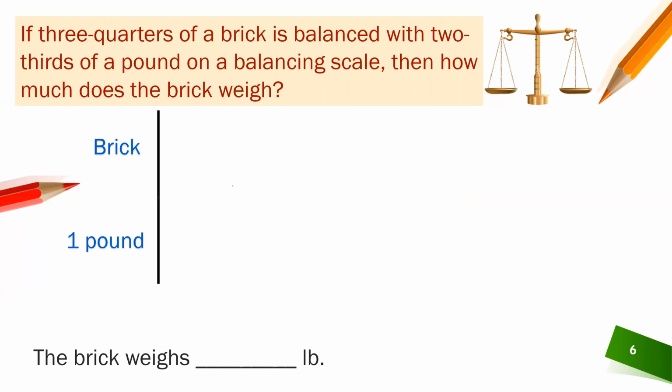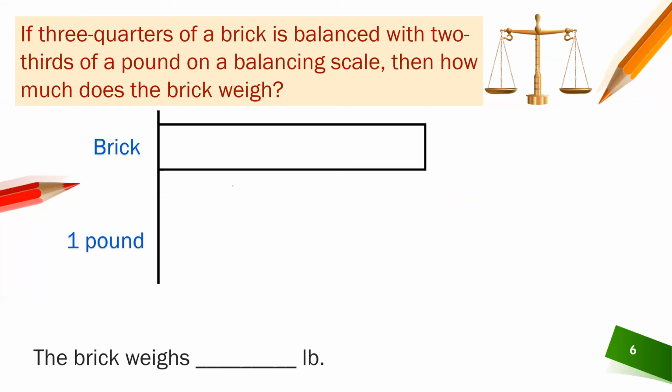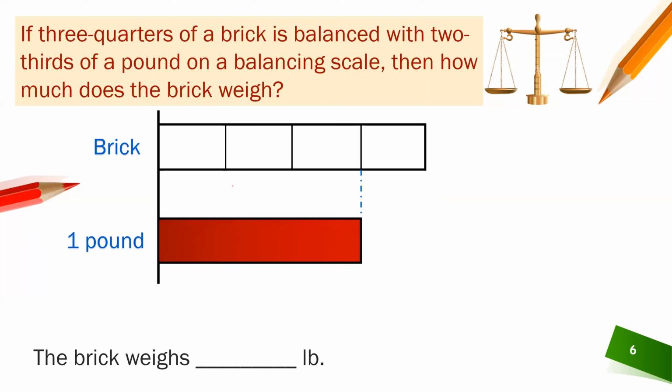Okay, so I'm going to go ahead and show 3/4 of that brick. Take 3/4 of it right there. Is being balanced with 2/3. So 2/3 means 2 parts out of 3 of a pound. So that whole entire bar right there is 1 pound. Okay, so how much does the brick weigh? So less than a pound based on my picture, right? Well, let's see how we go and figure that out.